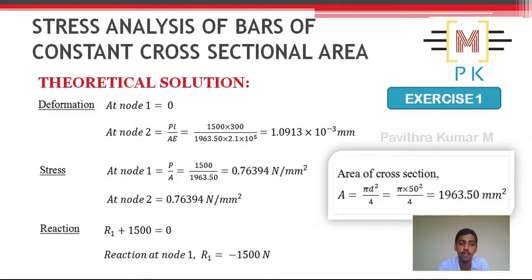Finally, for the calculation of reaction forces, we will use the simple equilibrium equation, that is algebraic sum of all the forces acting on that bar element is equal to 0. And we know that there are only two forces acting on the bar. One is the reaction force at node 1 and other is the applied force at the node 2. Then the equation becomes R1 plus 1500 is equal to 0. The reaction at node 1 becomes R1 is equal to minus 1500 Newton. So now we have calculated all the values using analytical method. Now we will proceed towards solving the problem using the ANSYS software.